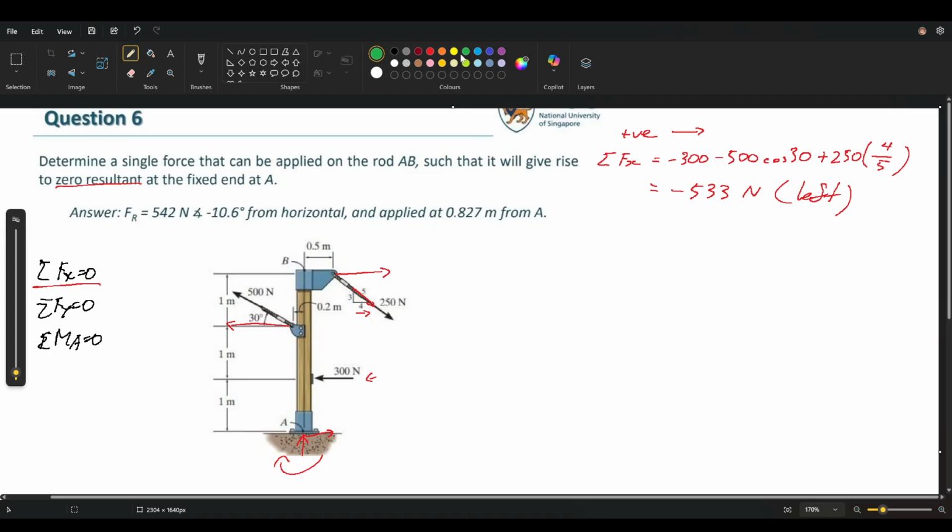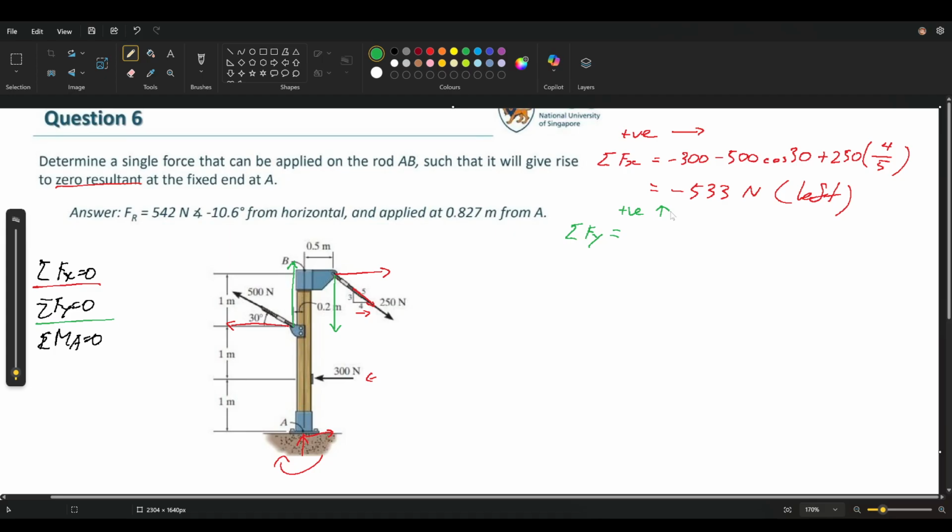Next, we're going to use green to do Y. Same thing, resultant Y. Let's first identify, does the 300 have a Y? No, it does not. Does my 500 have a Y? Yes, it does. Does my 250 have a Y? Yes, it does. Oh, sorry, it's going downwards. So now we're gonna take positive as going up. Let's go bottom to up again.